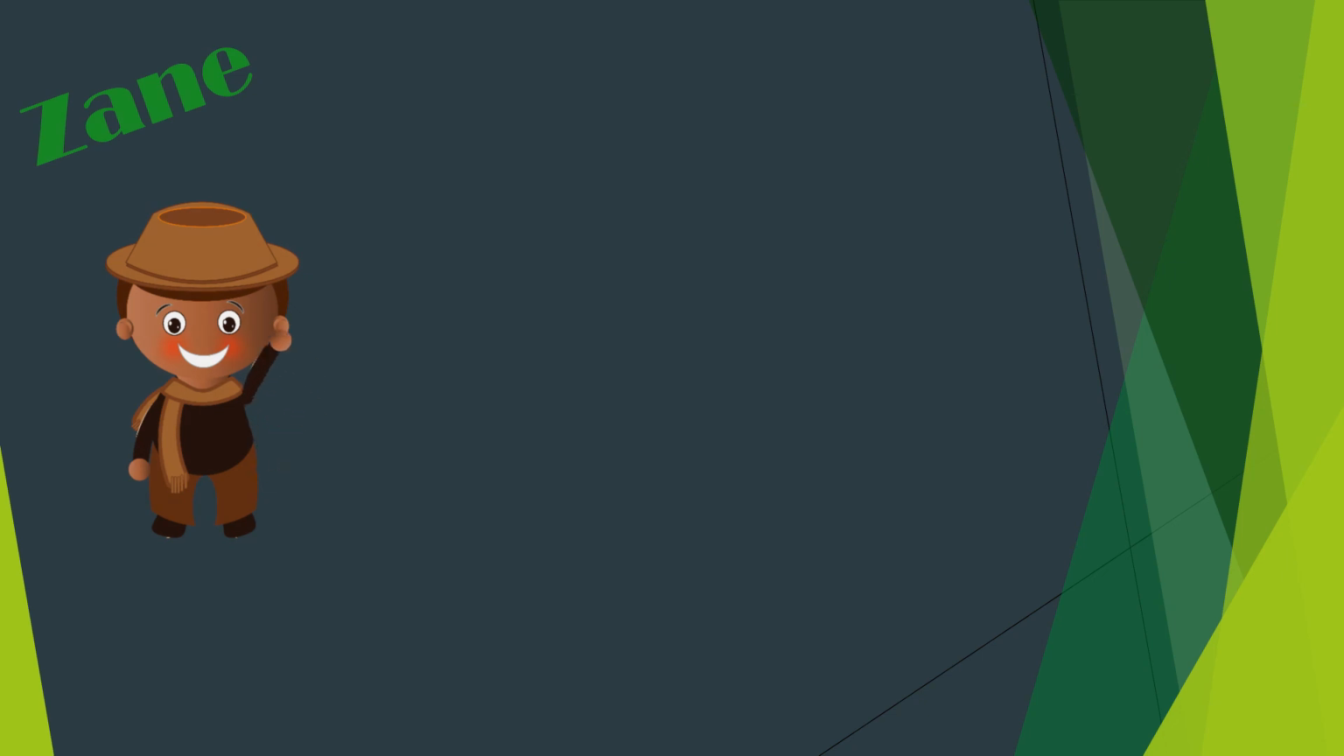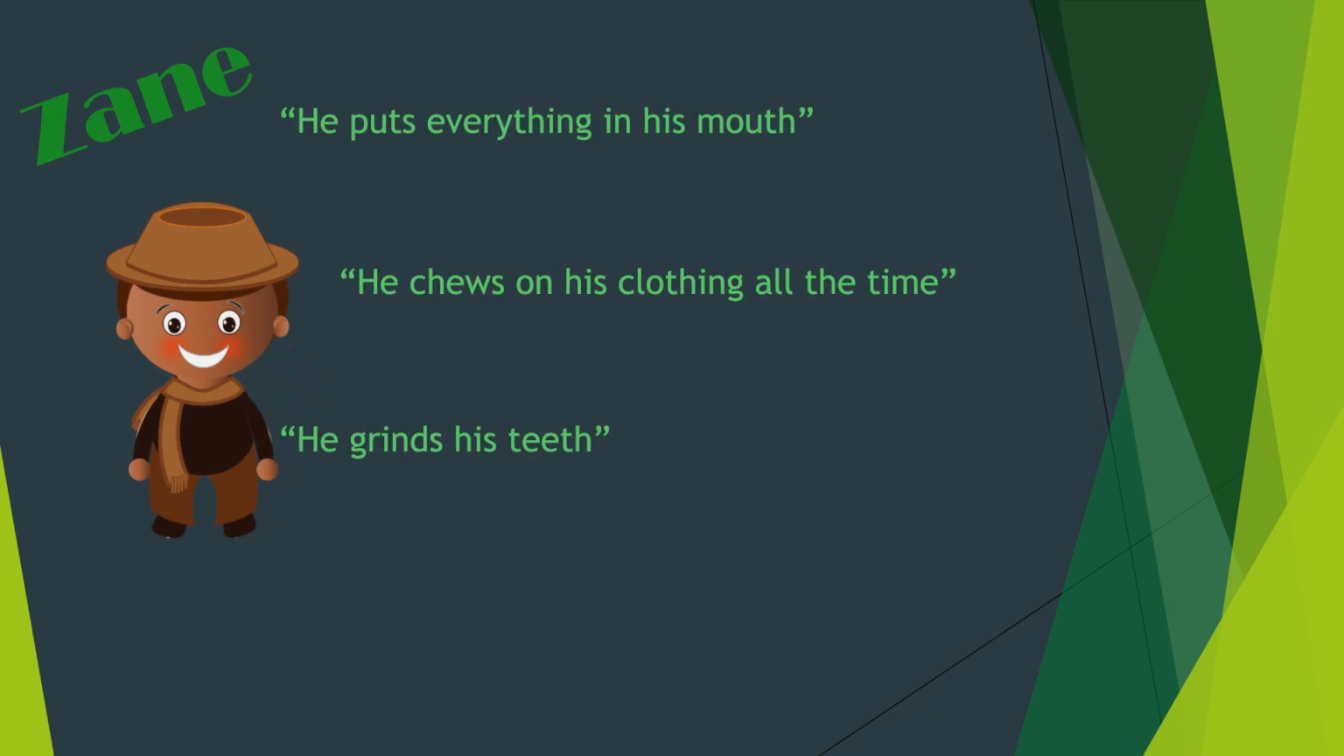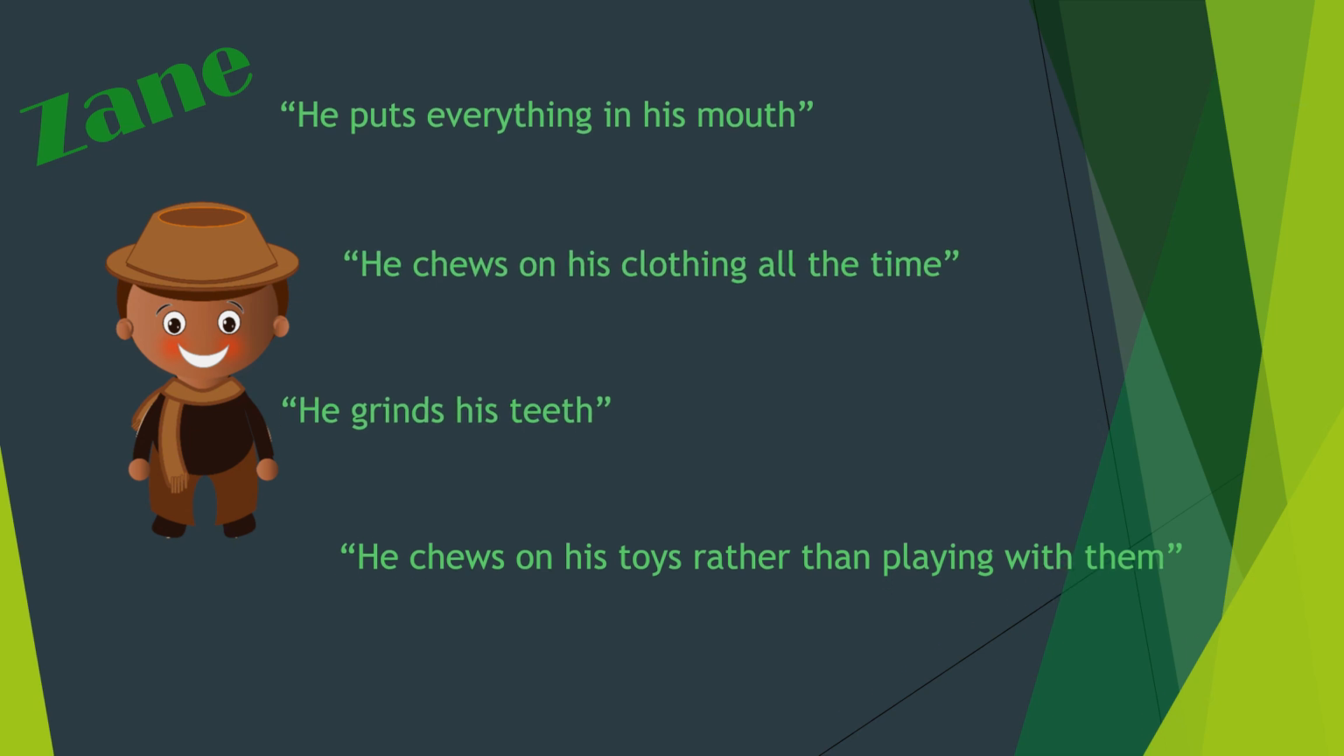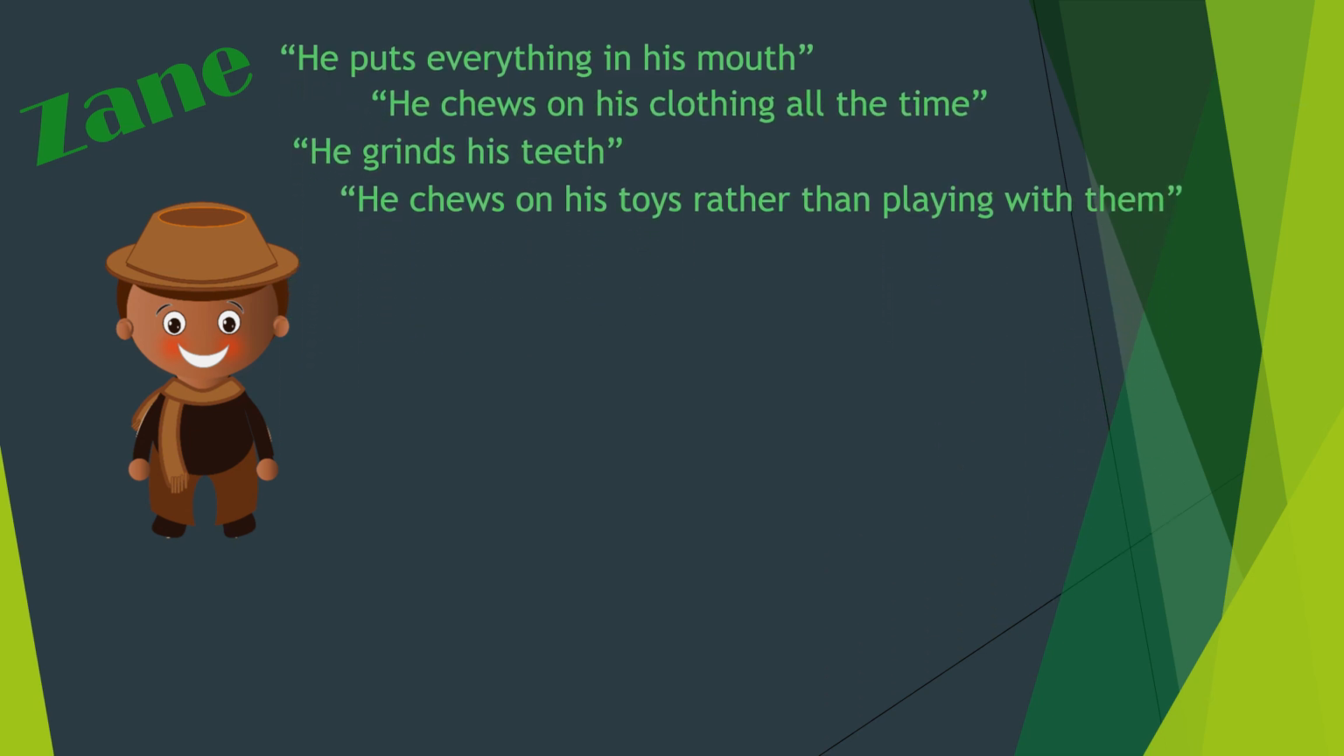This is Zane. He chews on lots of different things and chews on toys rather than playing with them often. Zane may be under-responsive. He has a large cup. Here are some strategies we might suggest for Zane.